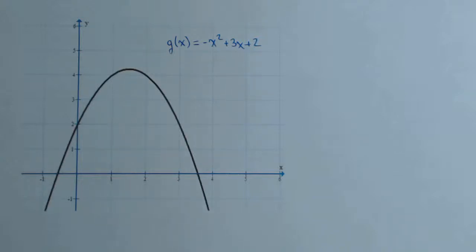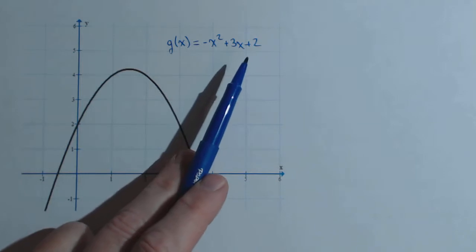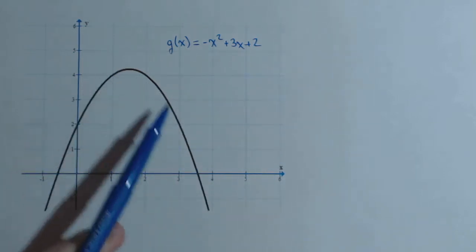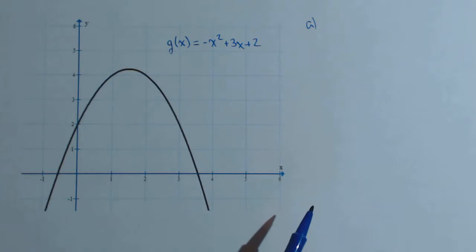In Preview Activity 1.8, we're given the function g of x equals negative x squared plus 3x plus 2. And here's the plot of our curve. It's a parabola opening downwards. And the first thing we're asked to do is find the derivative using the limit definition.